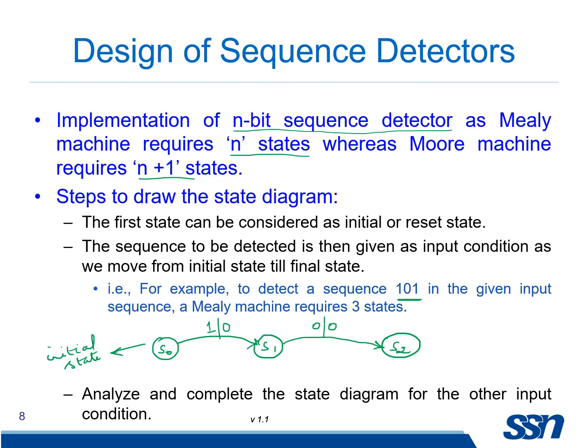Now we need to analyze the other conditions. With input 1, I am going to the next state. If I receive the input 0, I will remain in the initial state itself. And here if I receive a 1, we can remain in this state itself. Like this we need to analyze and complete the state diagram. We shall see more examples.